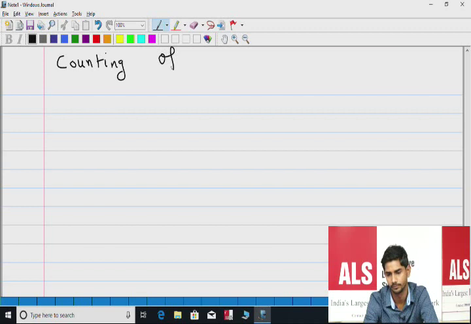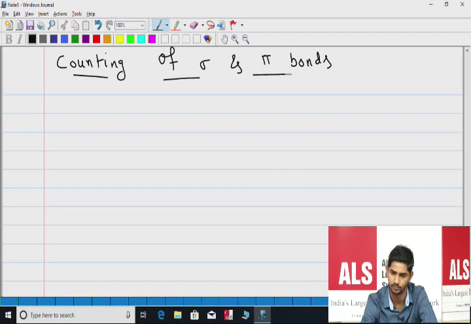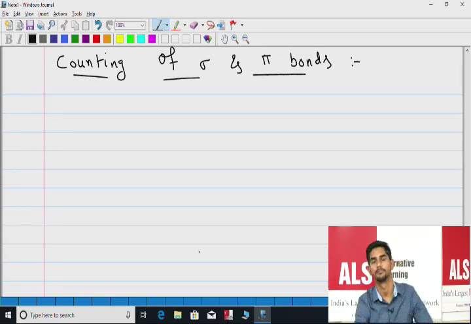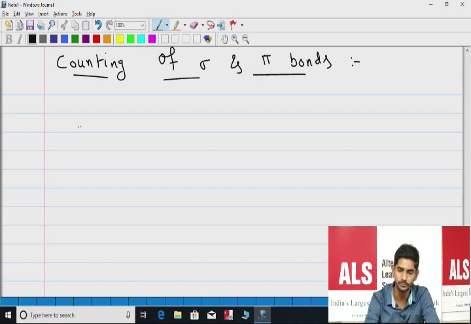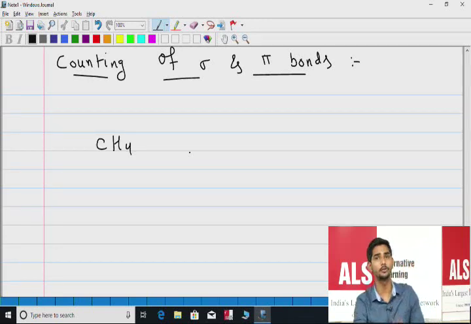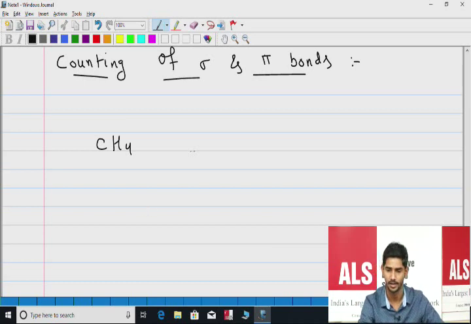Counting of sigma and pi bonds. Guys, look at this. Let's take an example. Let's say suppose we have got CH4. First of all, we should know the structure of CH4. Right now, I'll tell you the structures. You have to just count. I'll tell you the method by which we can count this one. This is very much helpful in organic chemistry. See, the structure of CH4 is actually this one.